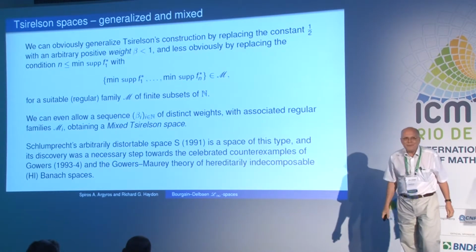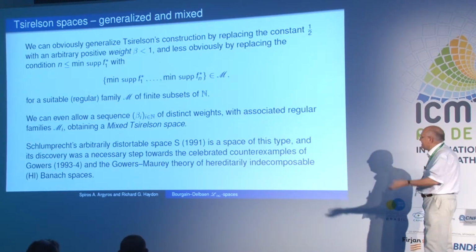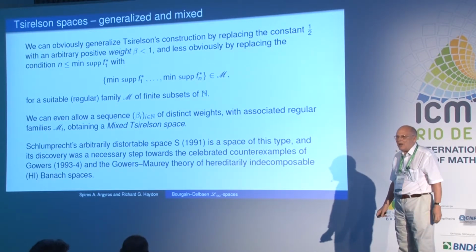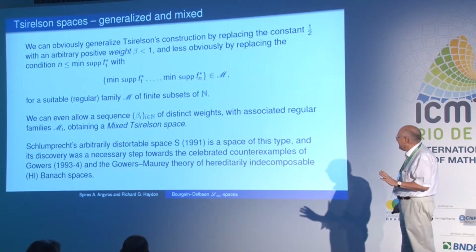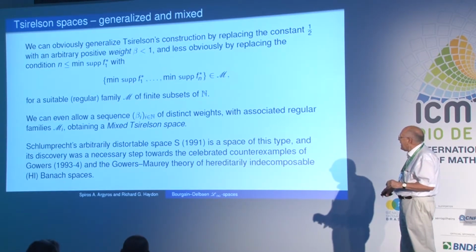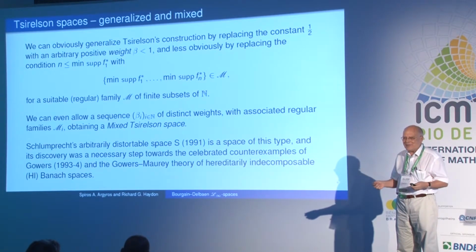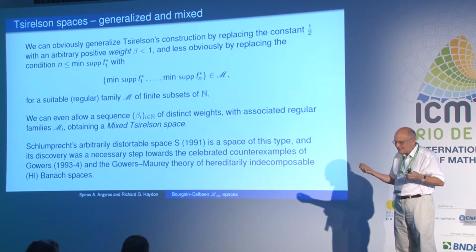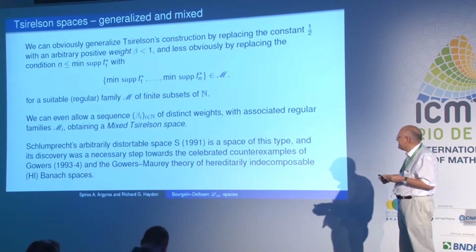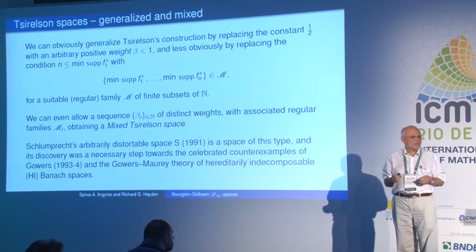The reason this was not an idle generalization was that Schlumprecht's space, presented in about 1990 as an arbitrarily distortable Banach space, was of this type. And it was that discovery which set off the whole of Gowers' counterexamples and the Gowers-Maurey program of HI spaces, which was then so successfully pursued by what I shall call the Athenian school.